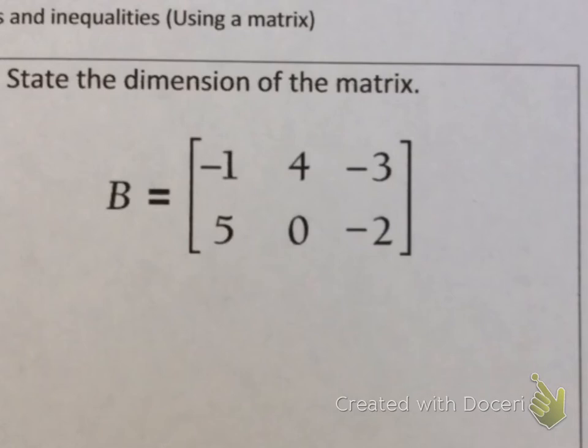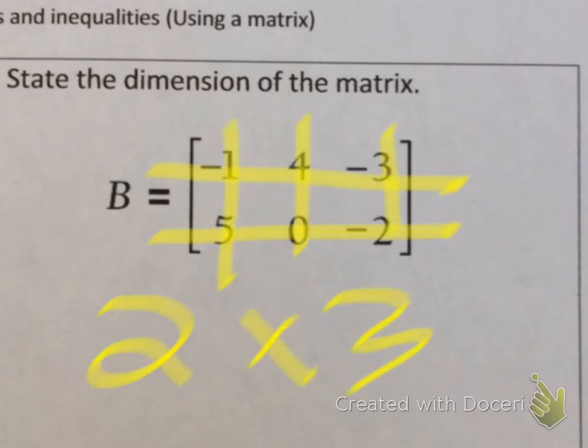This asks me to state the dimension of this matrix. Again, we do rows first. So this is a 2 by, and then do your columns, 3. So you always do rows first and then columns. Rows go left and right, columns go up and down.